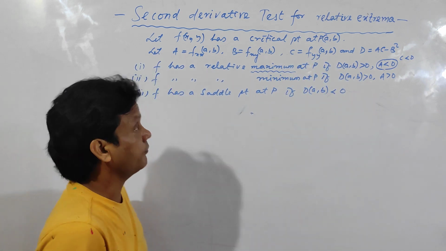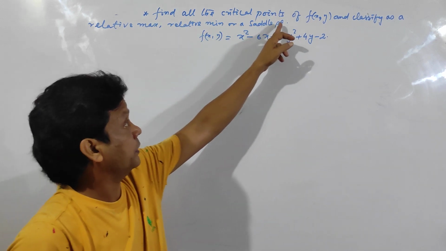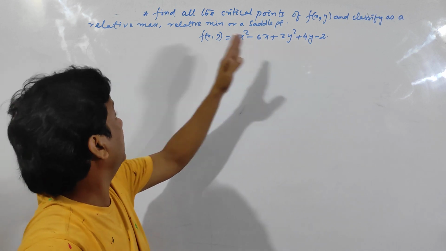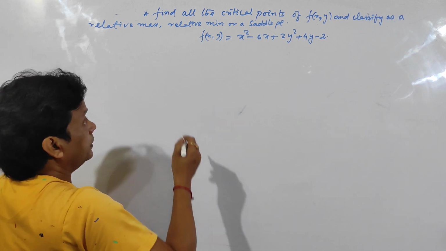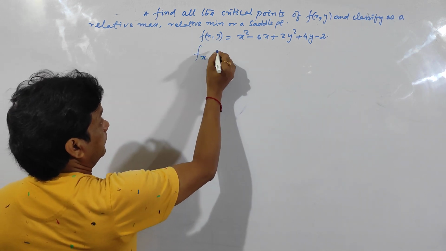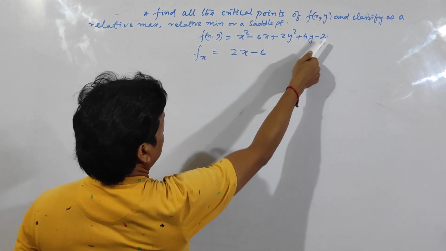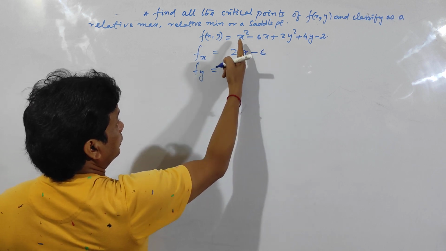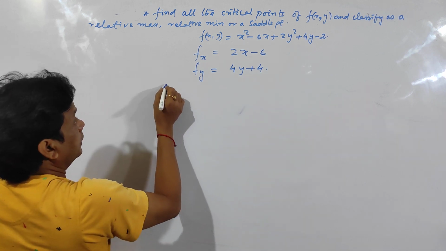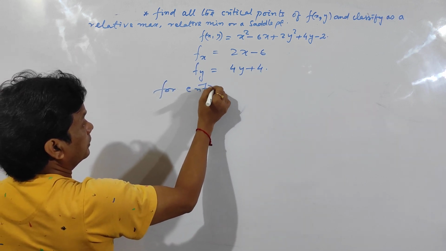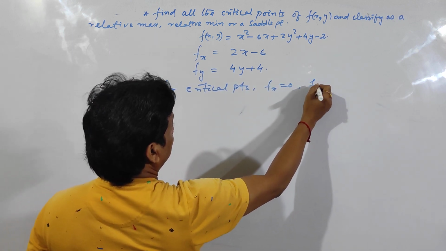Okay. Here see, this is the example. Find all the critical points of the function f of x, y and classify as a relative maxima, relative minima or a saddle point. Clear? See here. First of all, find out fx. Fx is equal to how much? 2x minus 6. And then fy is 4y plus 4. And for critical points, fx is equal to 0 and fy equal to 0.